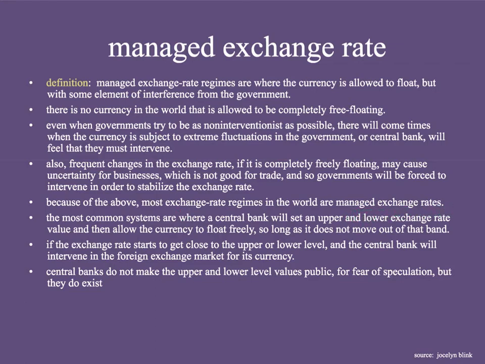Okay, the most common way of doing this is that most central banks will set an upper and lower exchange rate value and then allow the currency to float freely within that value, so long as it doesn't move out of that band. And if the exchange rate starts to get close to the upper or lower level, then the central bank will intervene in the foreign exchange market for its currency. Central banks do not necessarily make the upper and lower values public for fear of speculation, but they do exist.